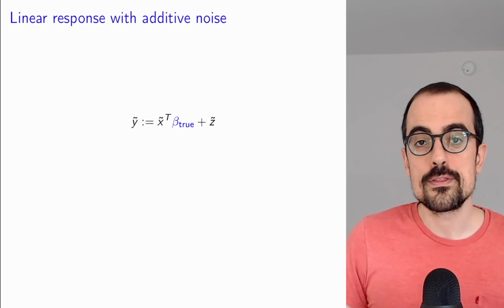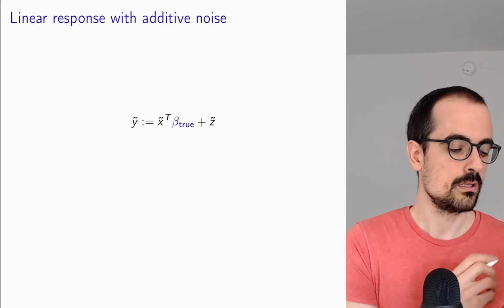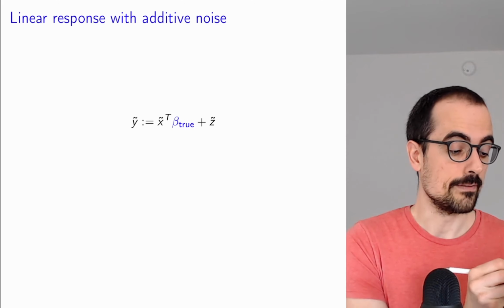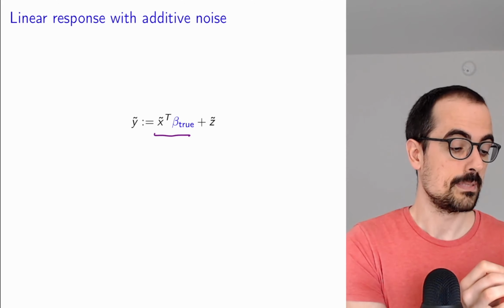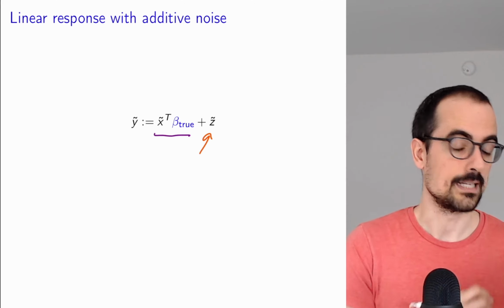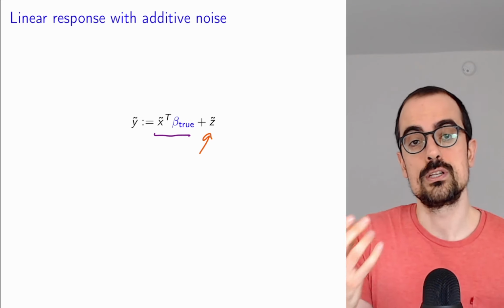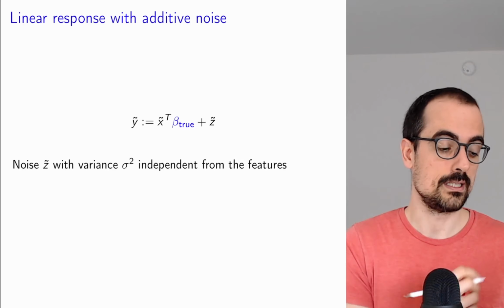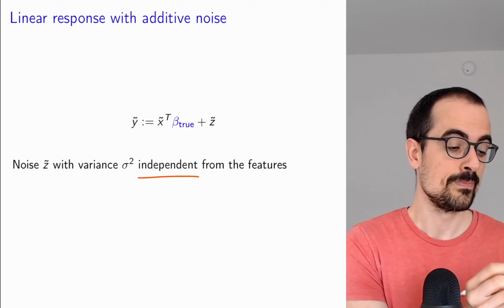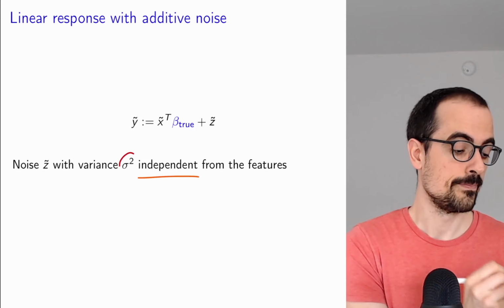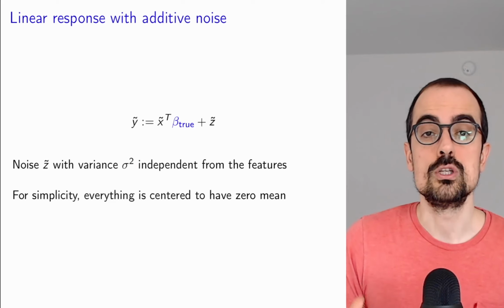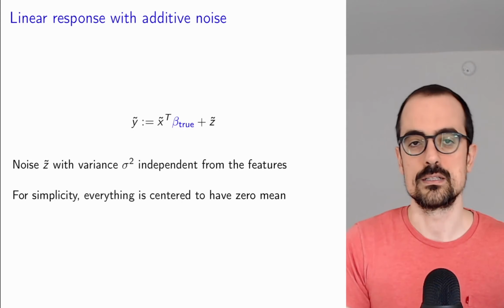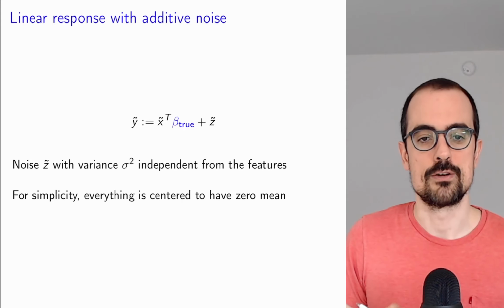In order to explore this, let's take a look at this model of the response, where the response does actually depend linearly on the features, but there is some added noise, which captures everything that does not depend on the features. So we assume that this noise is independent from the features and has a certain variance. For simplicity, we're going to assume that everything is centered, so we don't have to worry about these additive constants where we center the features and then we add back the mean of the response.